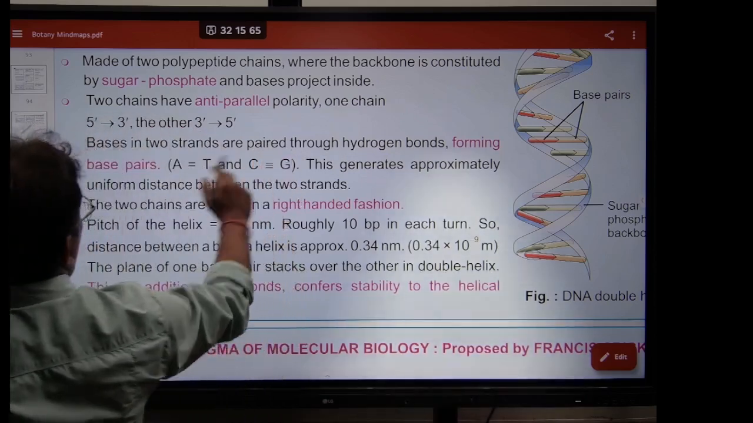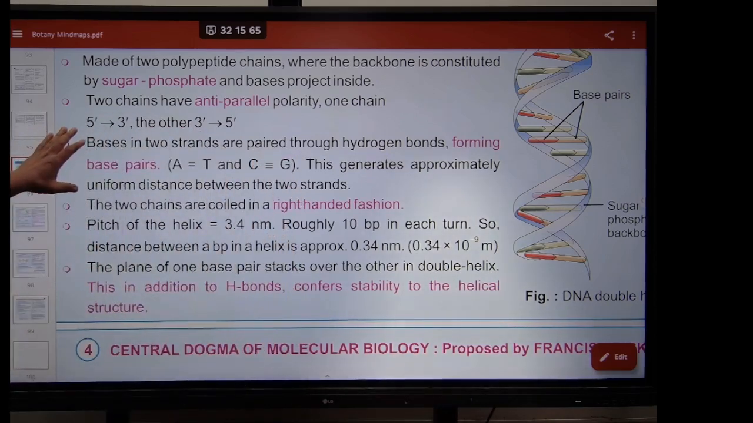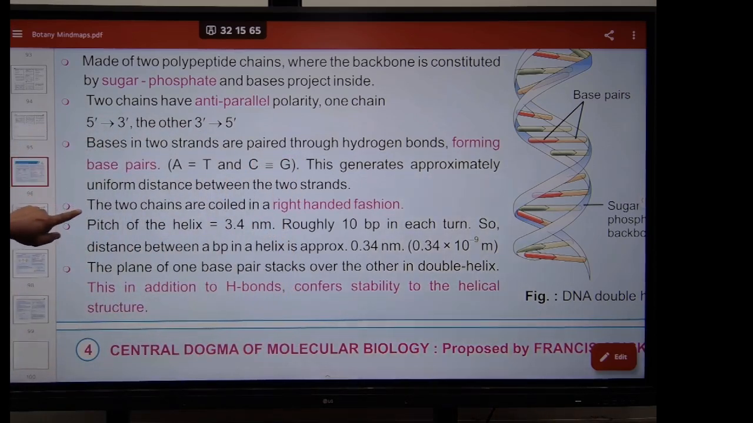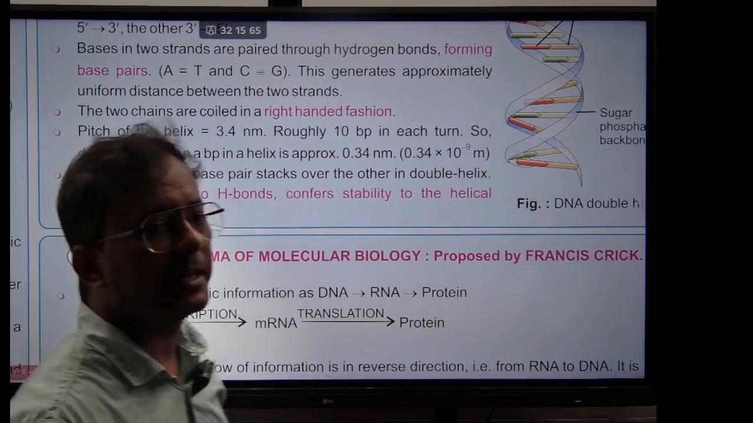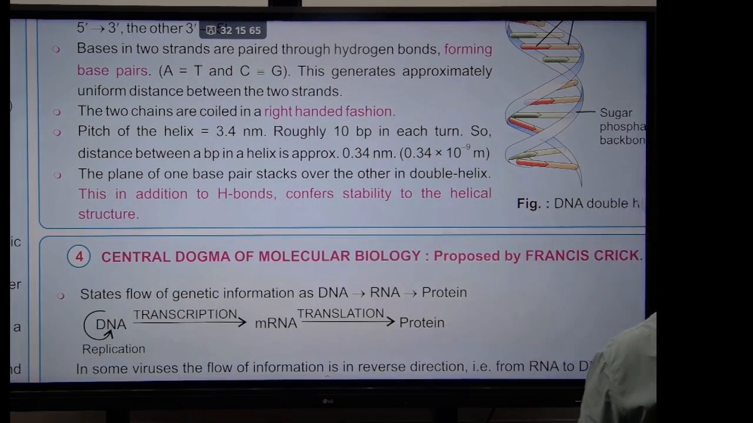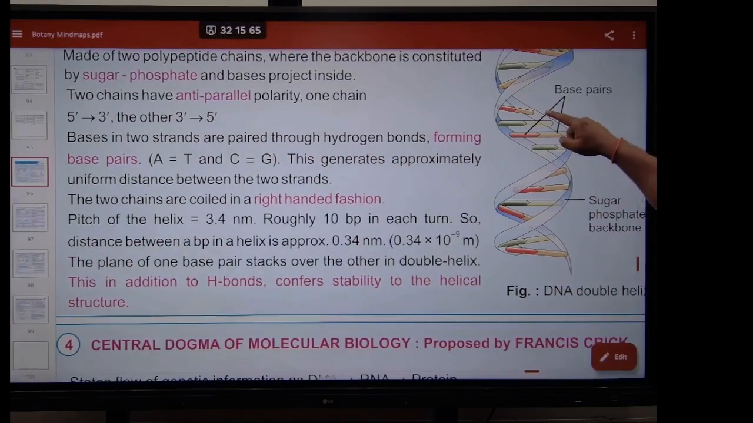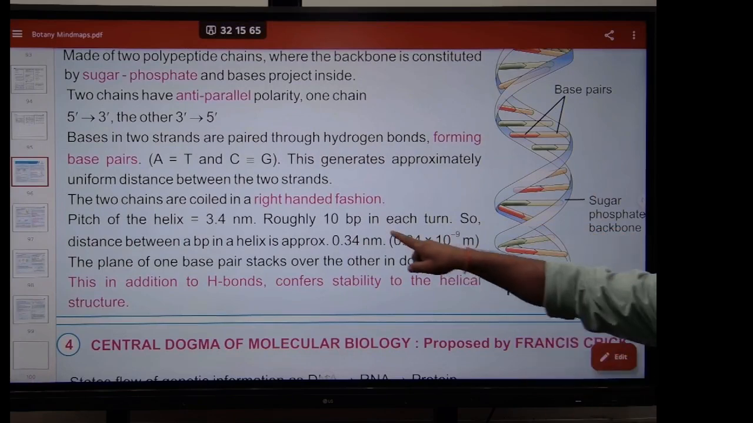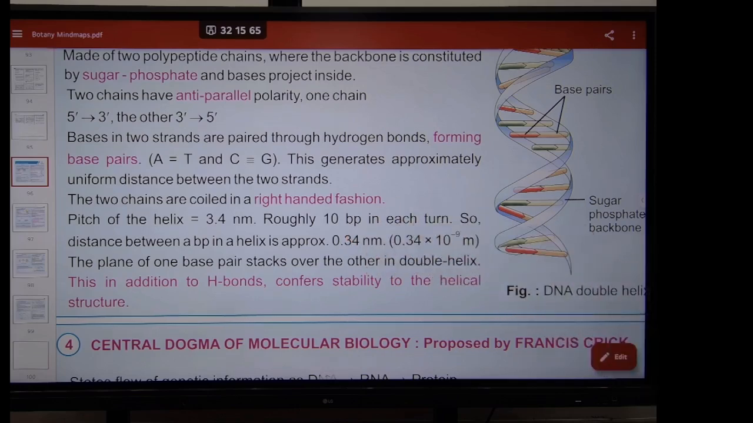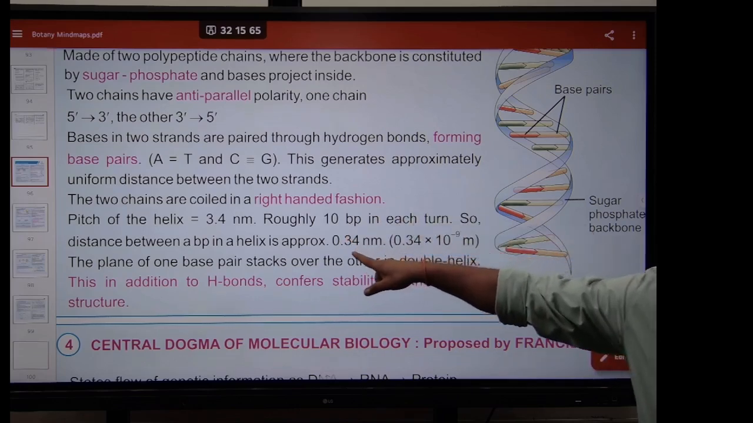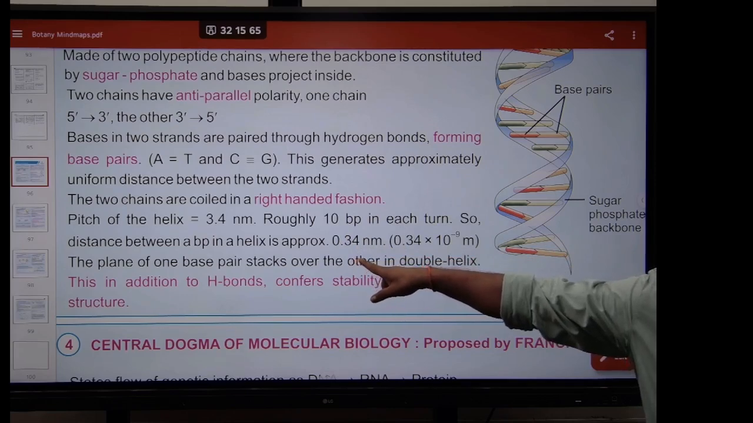Next. Okay, we said this already, the hydrogen bonds, and the two chains are coiled around each other in a right-handed fashion. Then, this is very important. The pitch of the helix is 3.4 nanometers. What does it mean, each one turn? You can see, guys. So this is one complete turn from here to here. One complete turn has how many base pairs? 10 base pairs. And the distance between the two base pairs is approximately 0.34 nanometers.